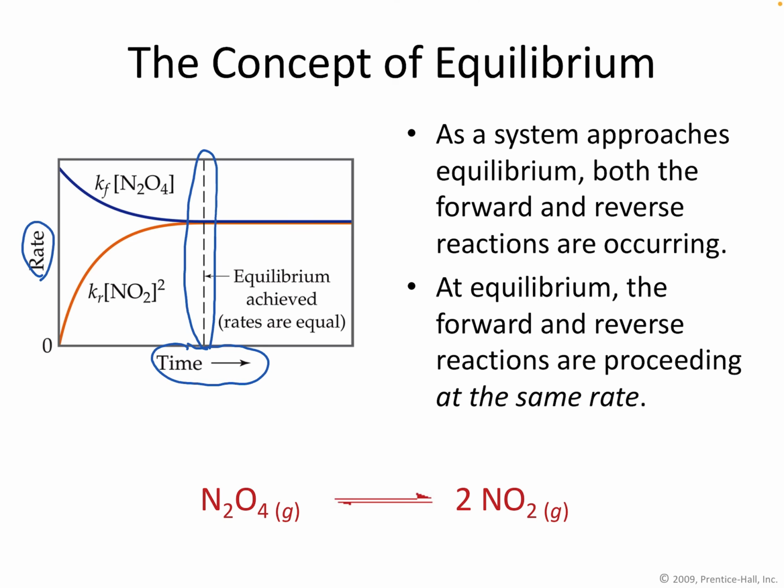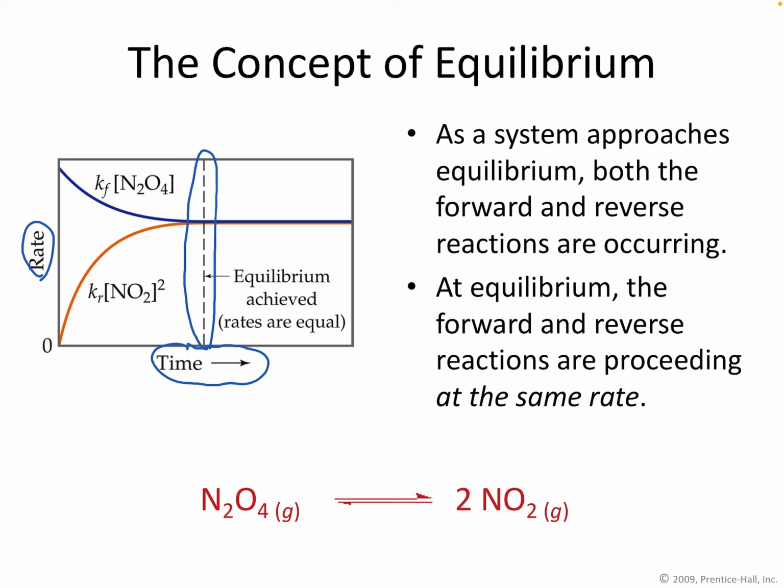Before going to the next slide, let's talk about the second bullet point here. It says, at equilibrium, the forward and reverse reactions are proceeding at the same rate. So the analogy that I use for this statement is, imagine you have a bathtub or sink and the drain is open and the faucet is running. But let's say that we're in a situation where the drain is open and the faucet is running, and the water level is staying consistent.